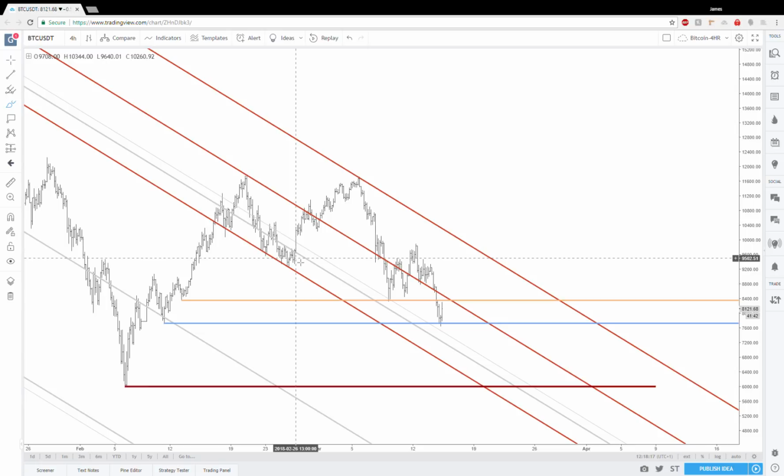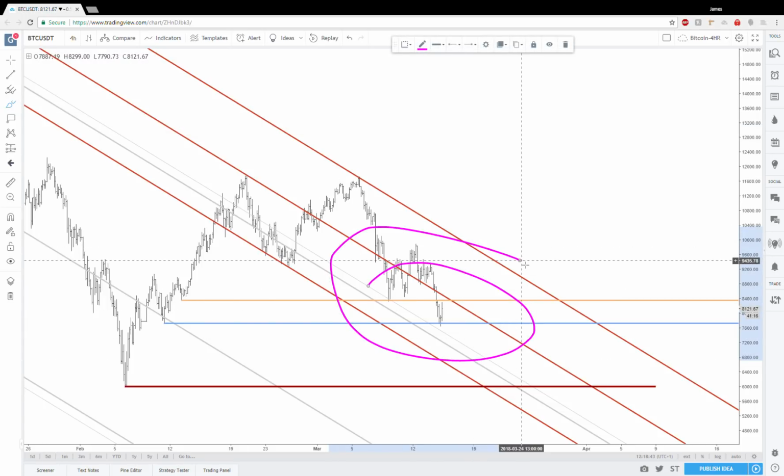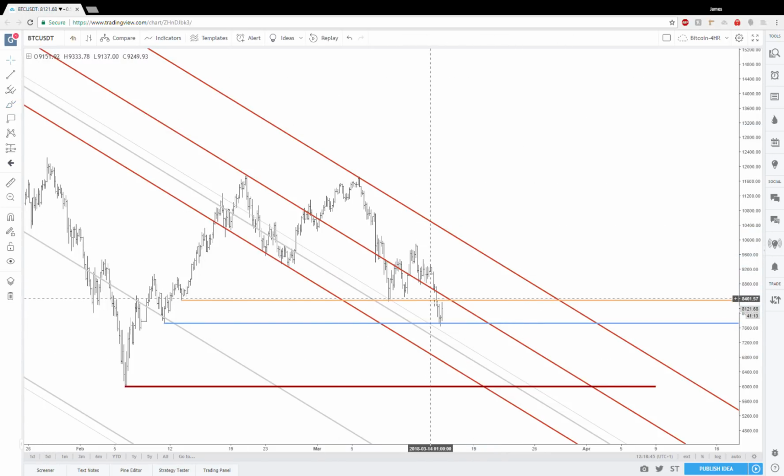We will head lower is what I meant to say. If we do break out, though, we would need to not only break the 8,400 zone, but we would need to break above the 9,300, 9,400 zone, and then consistently trade above that zone. If we re-enter this, it will be bad for the market. So we may have a low here based on this blue line set. Obviously, the orange line set is now acting as a resistance, so the support now becomes the resistance. That's just basic technical analysis.